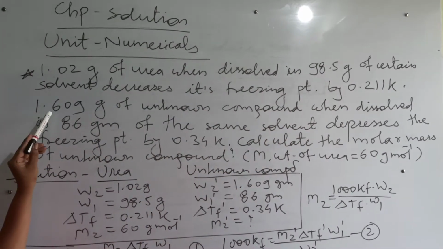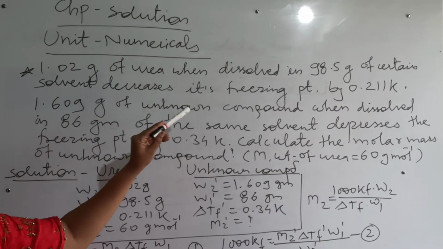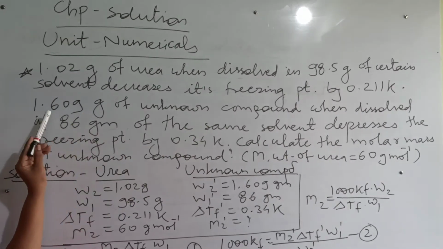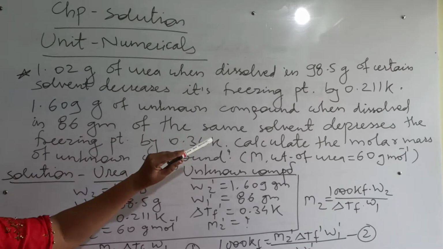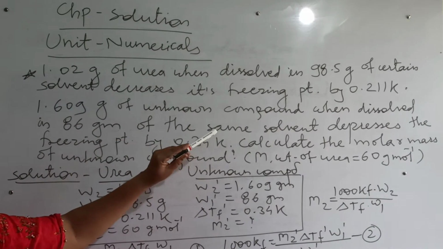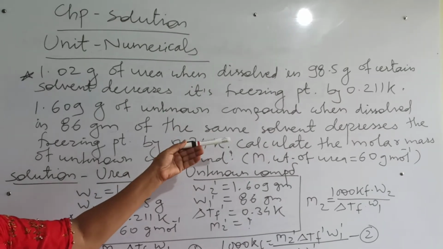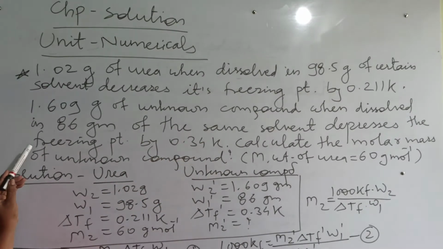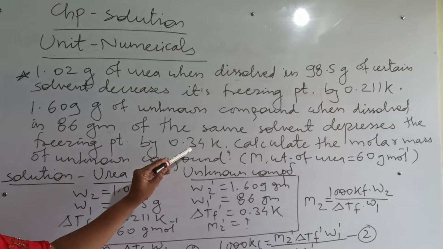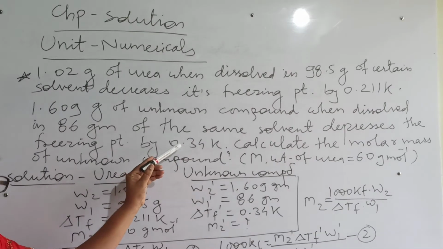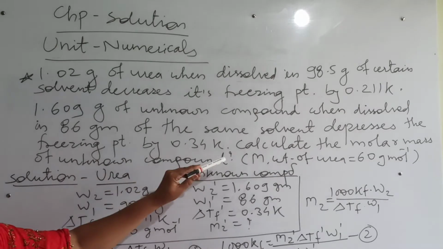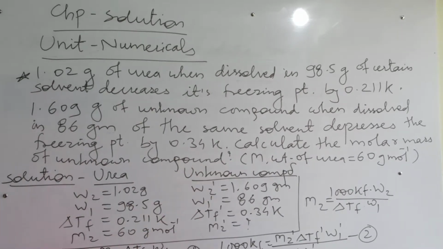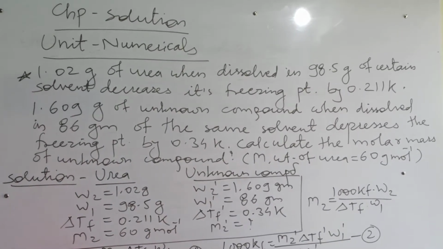Now 1.609 gram of an unknown compound, again the unknown compound's weight is given, when dissolved in 86 gram of the same solvent, weight of the solvent is given, means W1 dash is given, depresses the freezing point by 0.34 Kelvin. Again delta Tf is given. Calculate the molar mass of the unknown compound. Molecular weight of urea is given, means solute molecular weight is given.